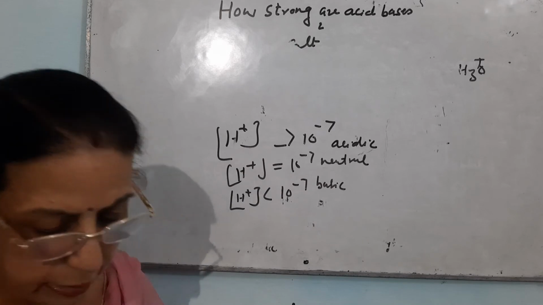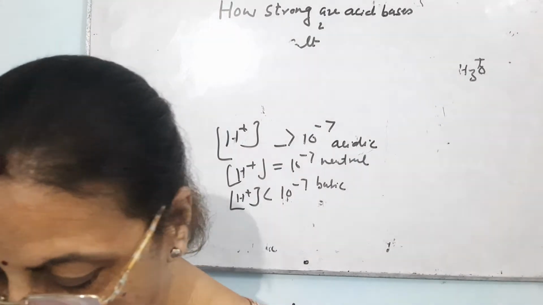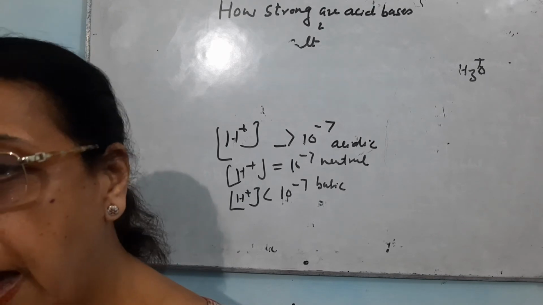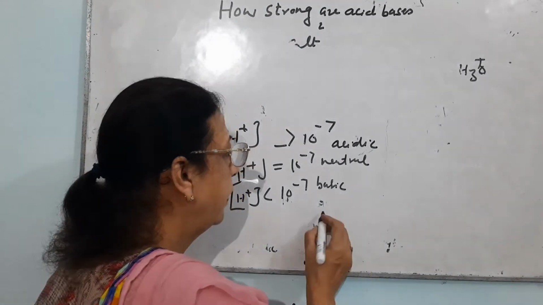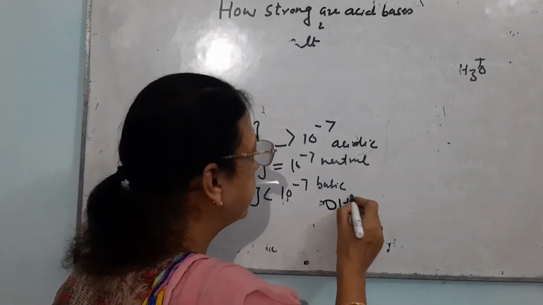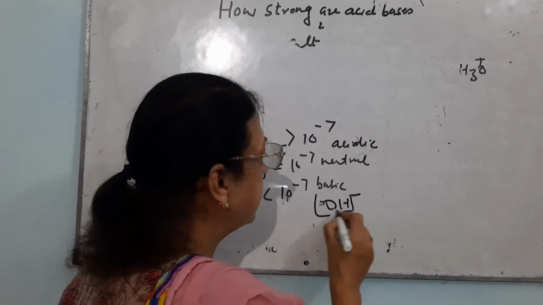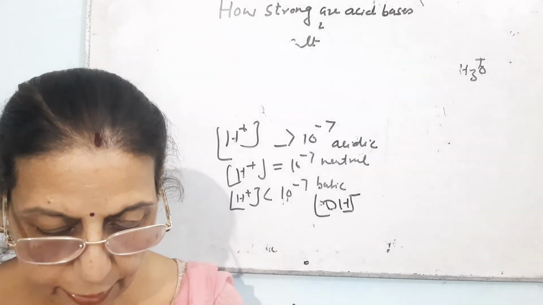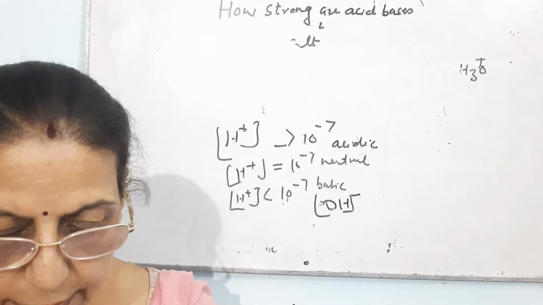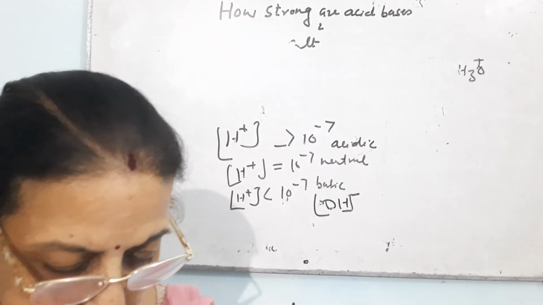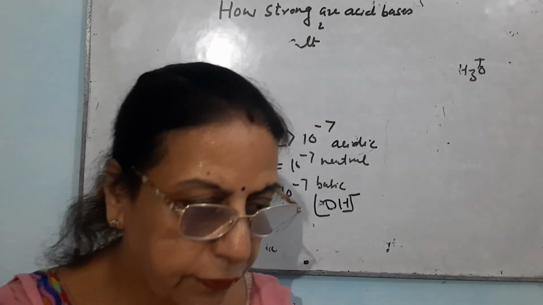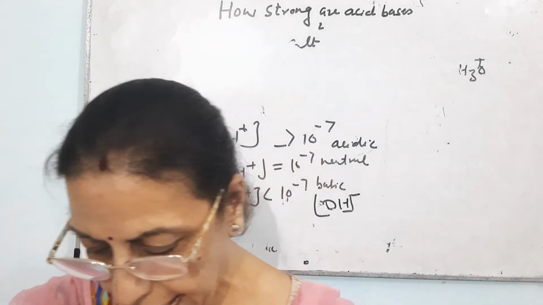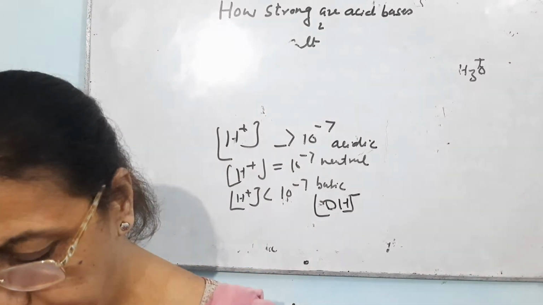Basic solutions also have hydrogen ions, but these basic solutions have hydrogen ions in the form of hydroxyl ions. So that is why the hydrogen ion concentration cannot be calculated directly.